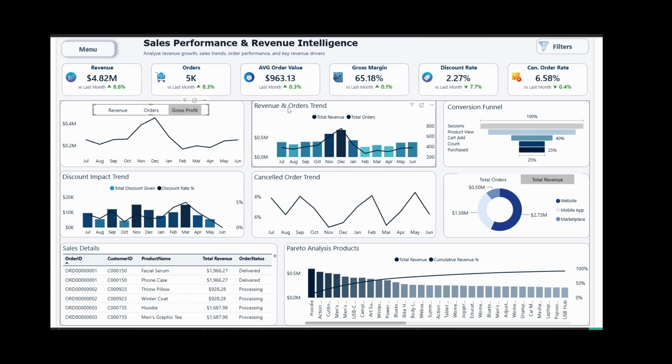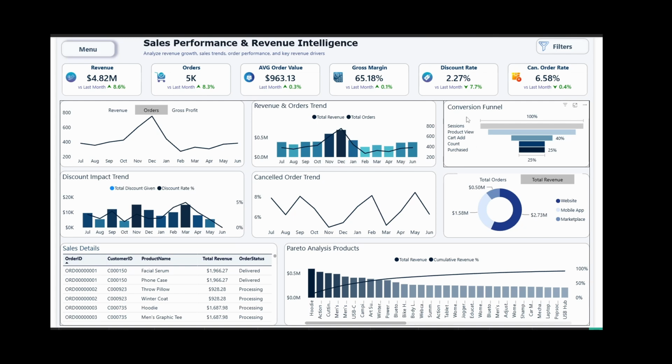The first visual shows the revenue and the total orders over time: revenue, orders, and gross profit. That makes it easy to compare sales growth with order volume. I also created dynamic metric selectors using a field parameter. Then the sales funnel.